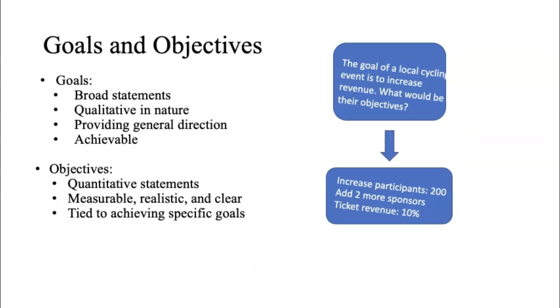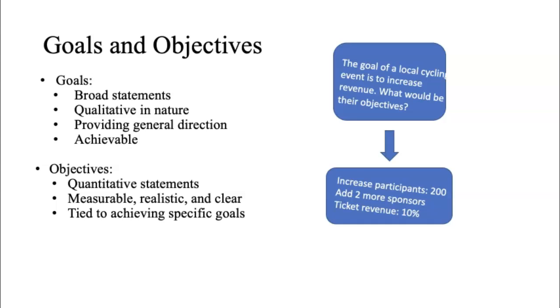The difference between goal and objective: goal is a broad statement, qualitative in nature, provides your general direction, and is achievable. Objective is normally quantitative in nature, which means you need to have numbers there, right? Because we have numbers, we are able to measure the objective. This statement needs to be realistic, very clear, and everyone understands what you're trying to do. And all the objectives we develop need to tie very closely with the specific goals. Kind of like goal is a broad statement, objective is a more specific goal, providing more detail for each of the goals we create.